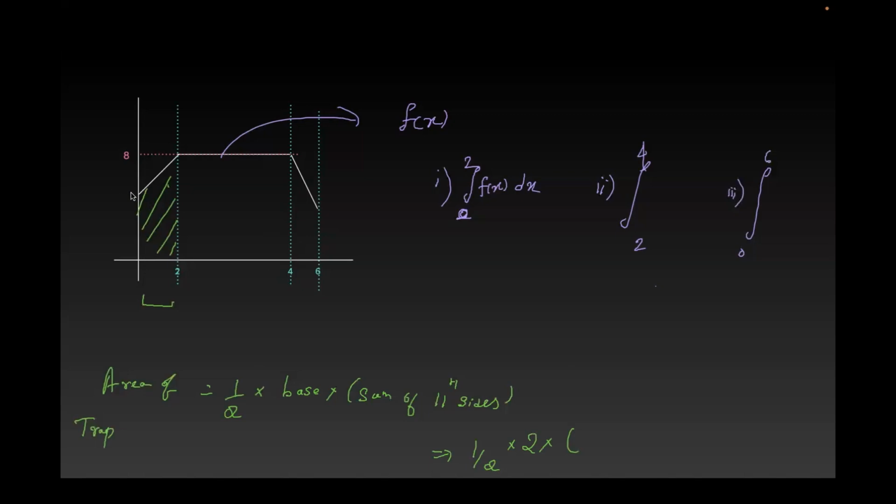This I have not written; take it as 6. This length is 6 and this length is 8, so 6 plus 8. Cancel, cancel. What is this? 14 units. That's it. The answer is 14. Now, similarly, try it for these two questions and tell me in the comments down below.